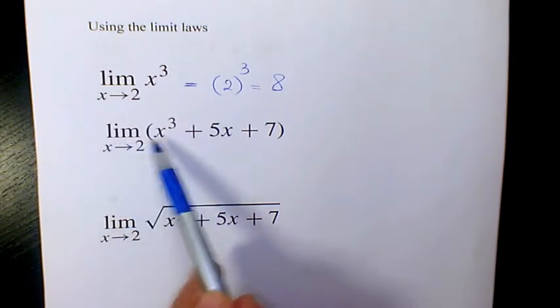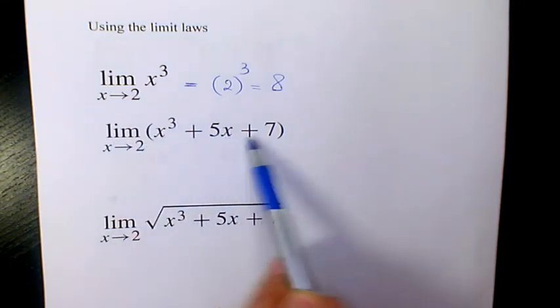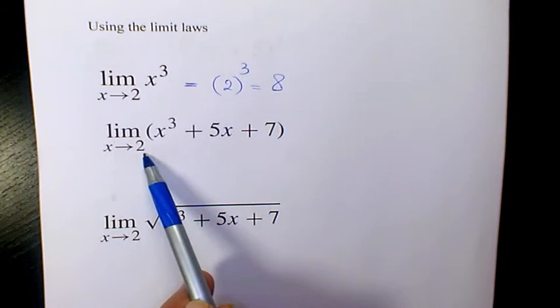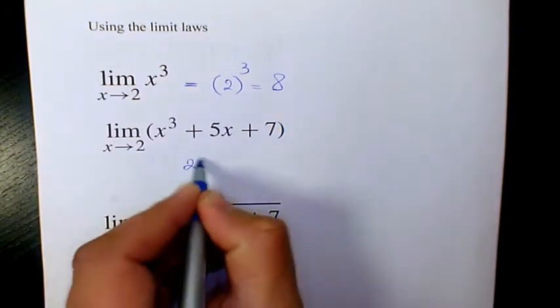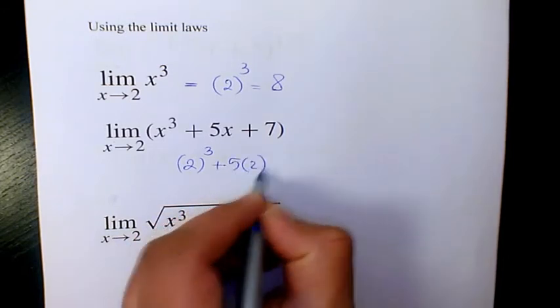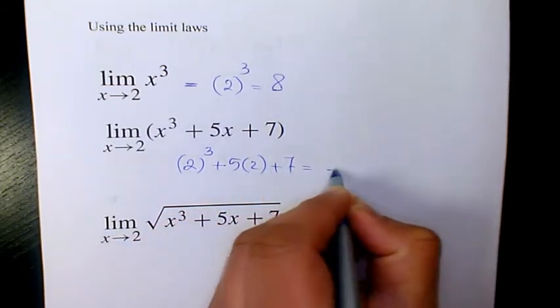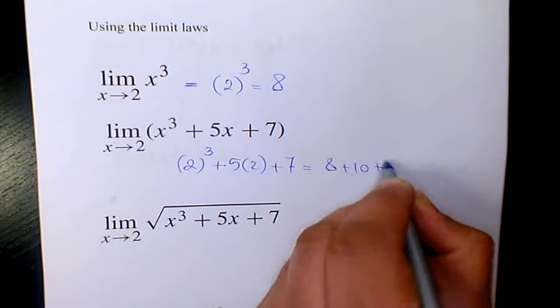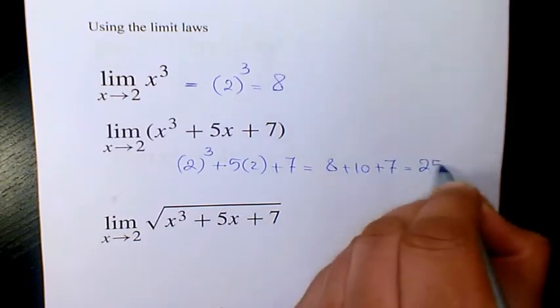Next one, limit of x cubed plus 5x plus 7 when x approaches 2. In this case, it's going to go toward 2 cubed plus 5 times 2 plus 7. That's going to be 8 plus 10 plus 7, which is going to be 25.